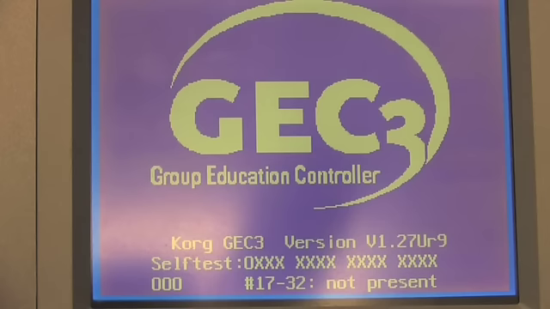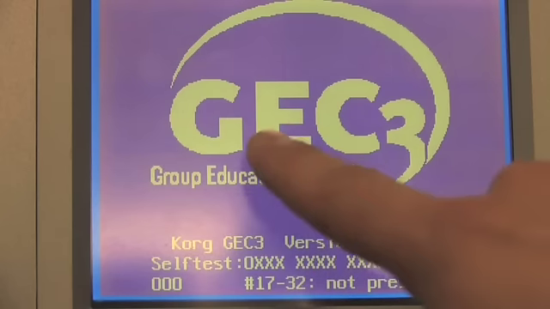On this unit in particular, you will notice that only one station has a 0 and all of the others have an X. This is because there is only one student interface unit connected to my GEC. This self-test cycle is an easy way for you to test and diagnose your system prior to the start of class. Once the self-test cycle has been completed, simply touch your screen with your finger to begin.